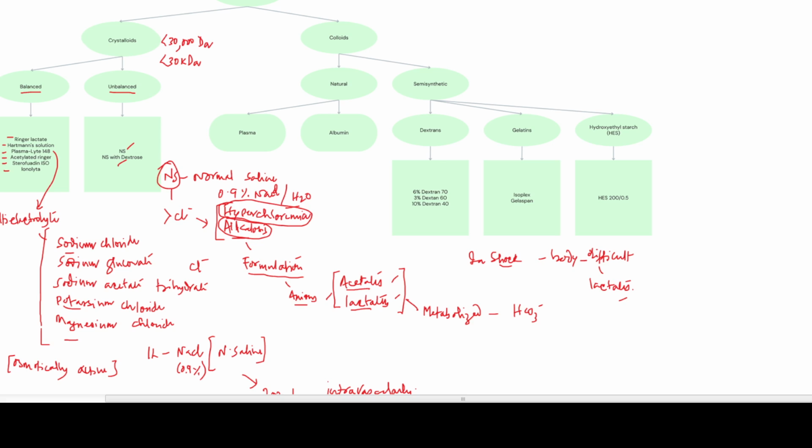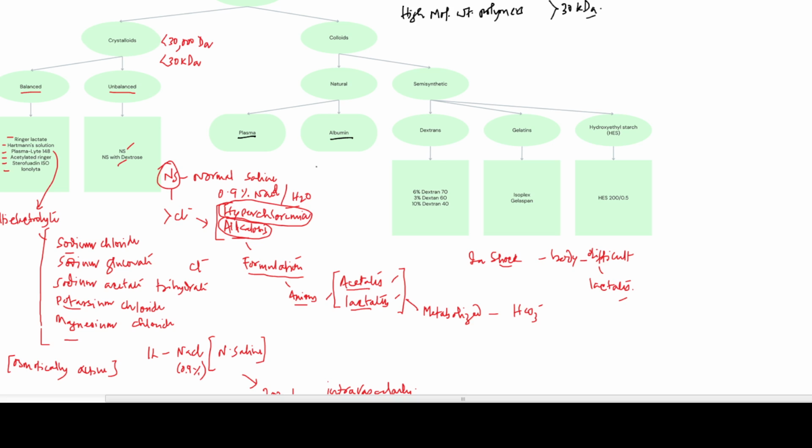So what are these colloids again? A working definition would be that they are high molecular weight polymers. It should be greater than 30 kilodaltons. The average is about 60 kilodaltons, so that's the average molecular weight of colloids. Now, colloids are classified as natural and semi-synthetic. The natural colloids are plasma and albumin.